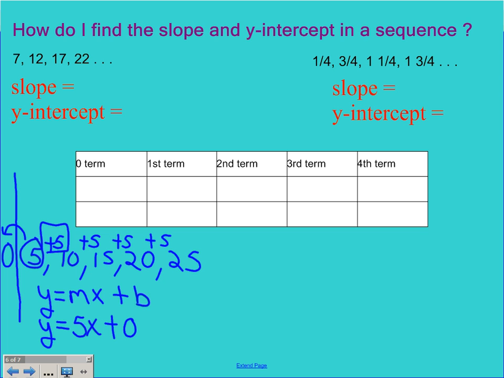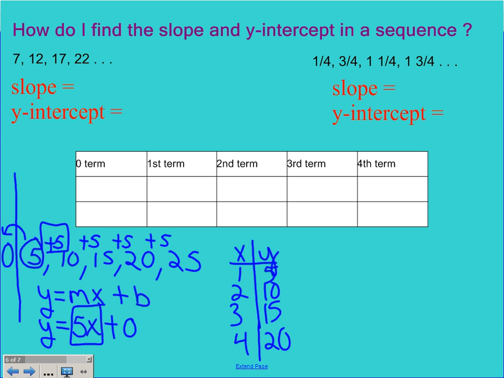My first term, if I substitute this in a table of values, then my x would be 1. So 1 times 5 gives me 5. 2 times 5 gives me 10. 3 times 5, 15. And you get the point. So what works here is that my rate of change was 5. I didn't have to add anything to it. All I did was find the first term, the second term, the third term, and the fourth term.